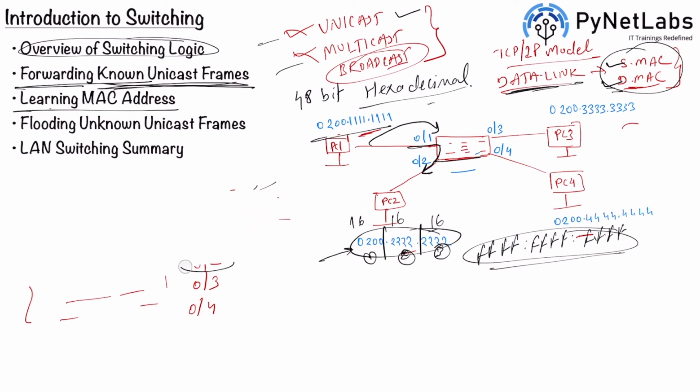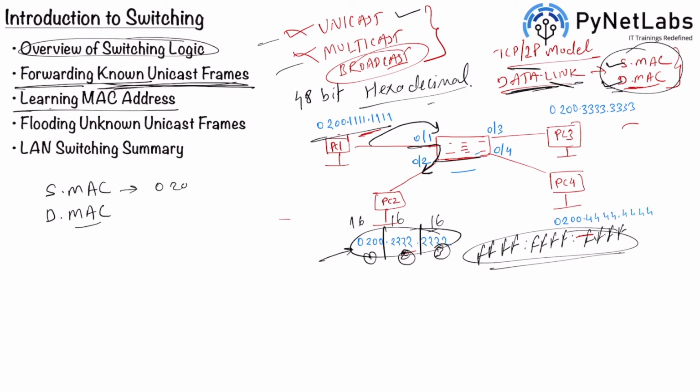Then if we talk about how the switch actually learns the MAC address, when the data or the frame is received on the switch, the switch has the details of the source MAC address and also the destination MAC address mentioned in the Ethernet header. Good with you? So the source MAC address would look something like 02001111 and so on, and the destination MAC field would look like 02002222 and so on.